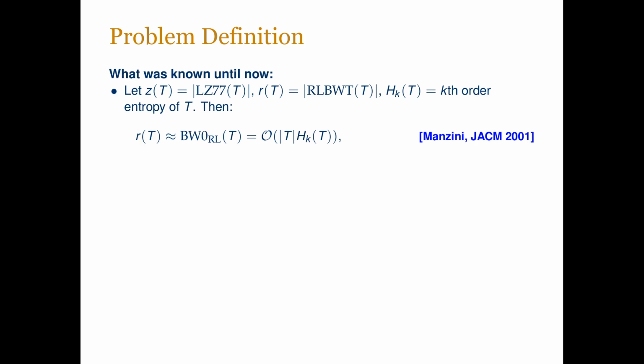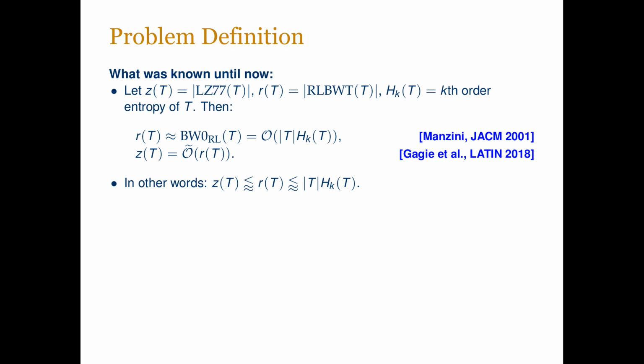The first result is by Manzini, who showed that Burrows-Wheeler compression can be bounded in terms of the kth order entropy of the text. The second result is due to Kempa et al., who proved that Lempel-Ziv compression is, up to log factors, bounded by Burrows-Wheeler compression. In other words, we know that BWT is somewhere between LZ and entropy compression.